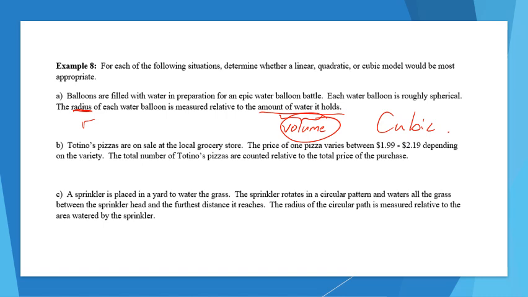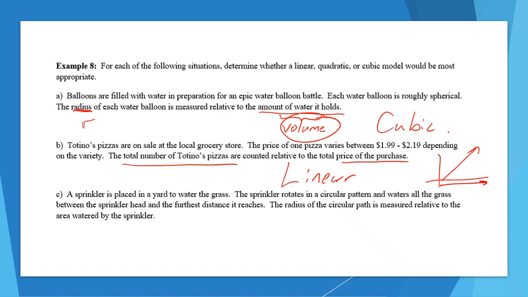For B, pizzas are on sale at the grocery store. We are looking at the total number of pizzas relative to the total price of the purchase. So here, obviously, the more pizzas we buy, the bigger our purchase is going to get. And so this is probably going to be linear, right? It's just always increasing in this case. And so linear would be the best model for 8B.